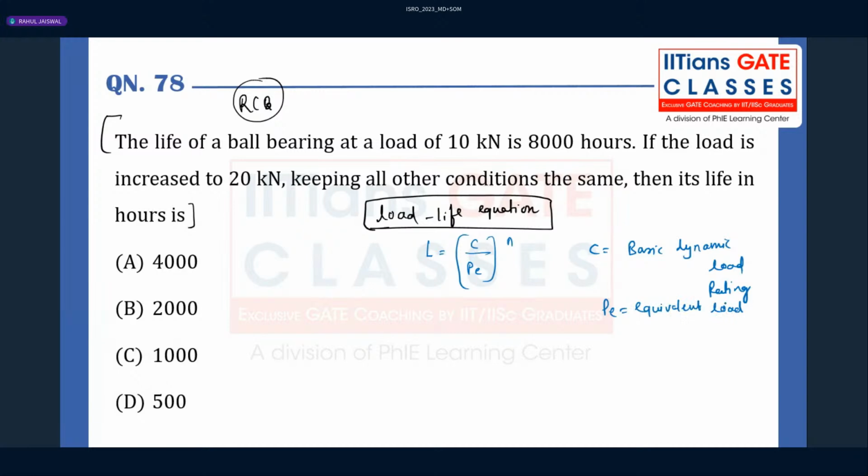Equivalent load means a combination of radial and thrust load. L is the life of the bearing, either in hours or maybe in RPM, whatever you can have. n is the value you just note down. n is 3 for ball bearings. n is equal to what? 10 by 3 for roller bearings. I told you we have two types of bearing. One is a ball bearing, other is a roller bearing.